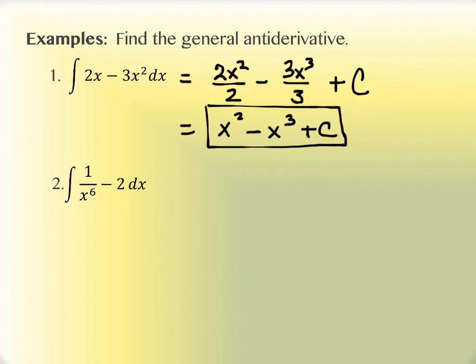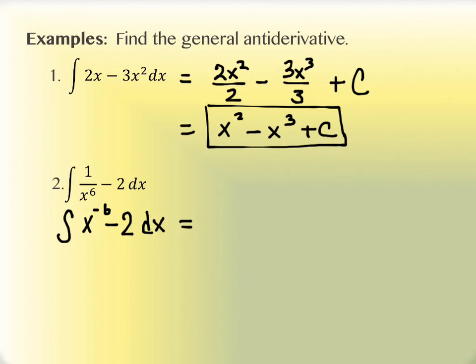Does that make sense? Okay, what is different about number 2 than number 1? It's a fraction. Can we write it differently so that it's not a fraction? Yes, and that's a good place to start. So how could I write this differently? x to the negative 6th, and then minus 2 dx. Anytime you rewrite the notation, remember the dx.